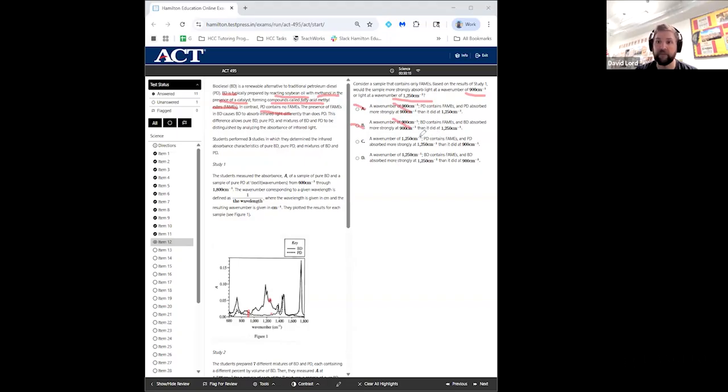So PD contains FAMEs. No, that's incorrect. BD contains the FAMEs. And also it says BD absorbs more strongly at 1250. That's also not quite right. They're about equal. So that's another way of figuring out D, but we can also confirm it by picking it. At 1250, it's higher than at 900, and BD contains FAMEs, and this is the best answer to the question.